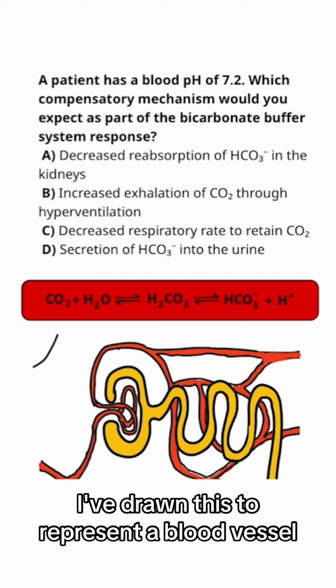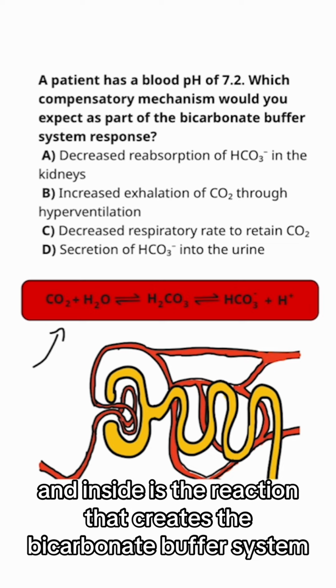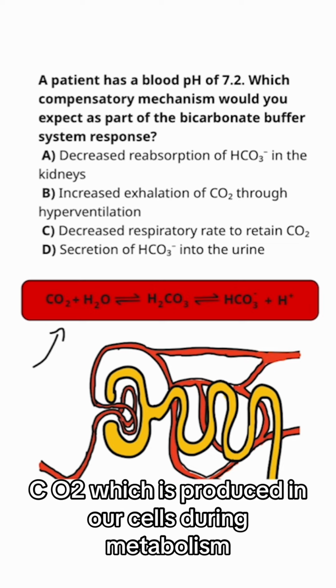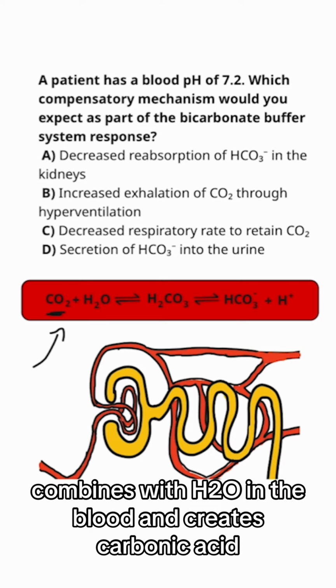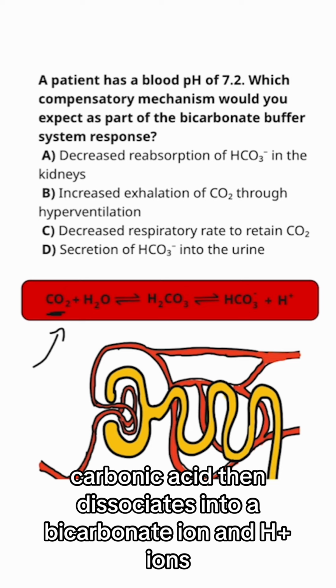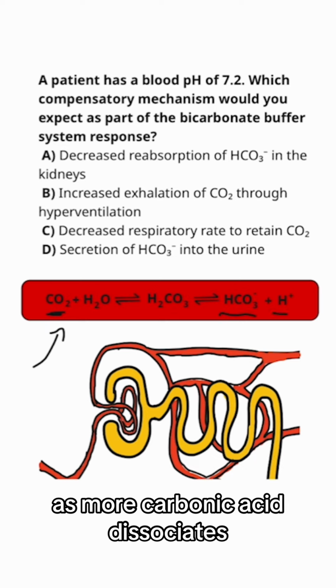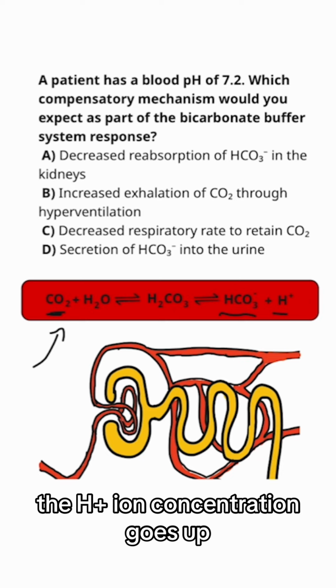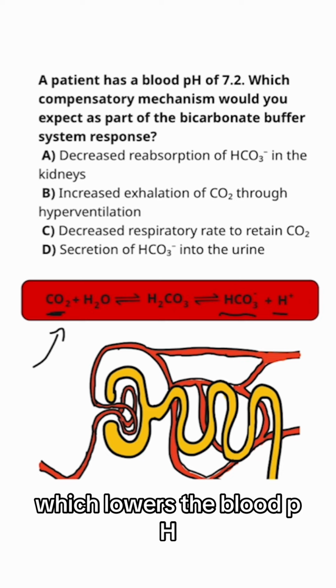I've drawn this to represent a blood vessel, and inside is the reaction that creates the bicarb buffer system. CO2, which is produced in our cells during metabolism, combines with H2O in the blood and creates carbonic acid. Carbonic acid then dissociates into a bicarb ion and H plus ions. As more carbonic acid dissociates, the H plus ion concentration goes up, which lowers the blood pH.